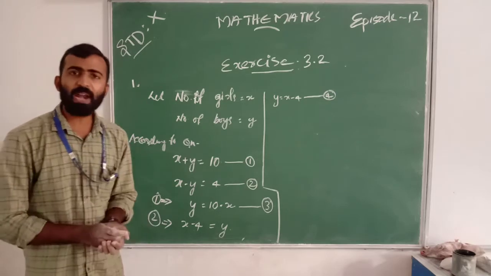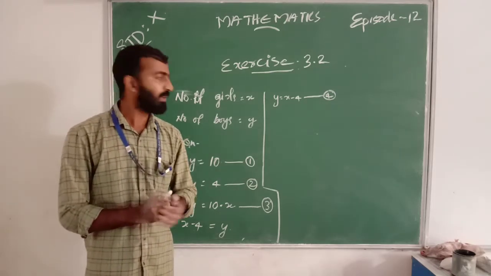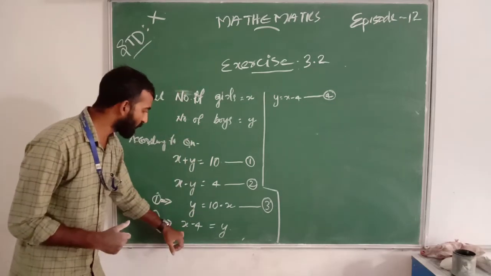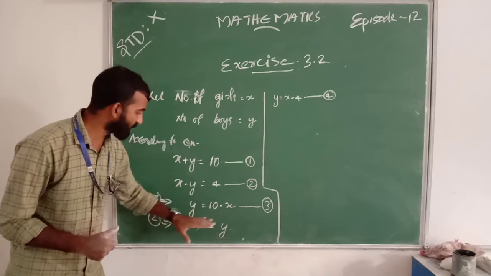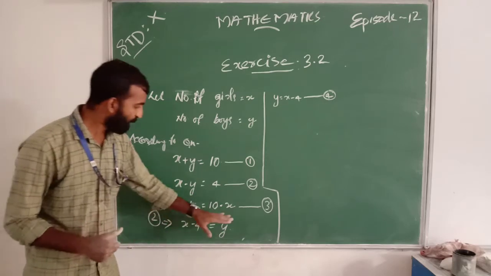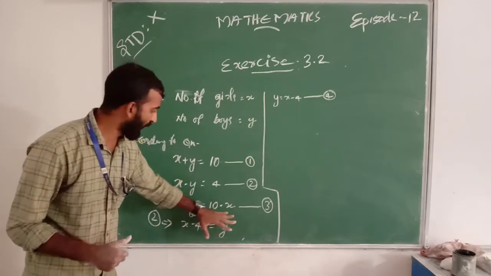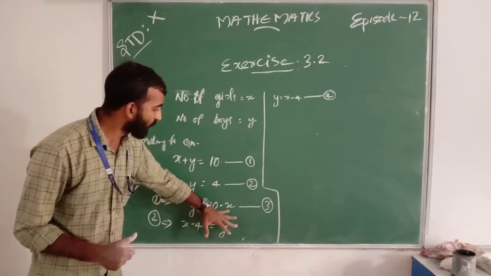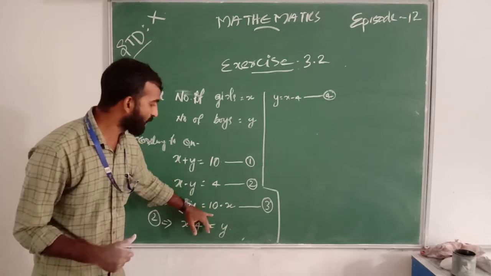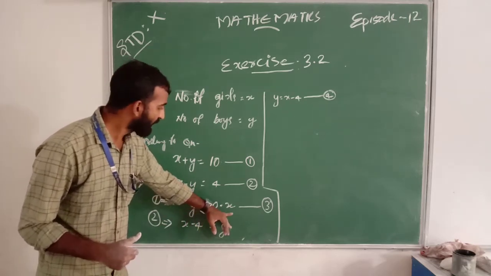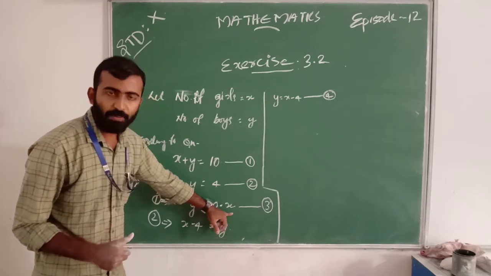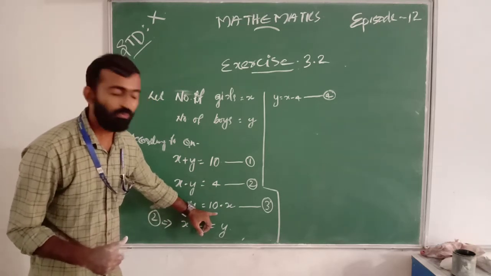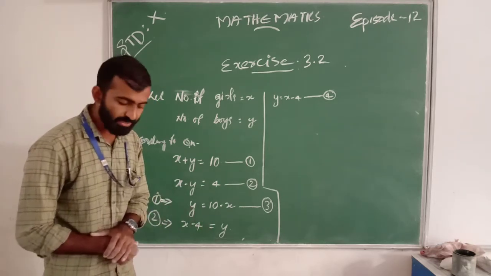When we draw a graph, we want the x coordinate and y coordinate. When you take an x coordinate, you get the corresponding value of y. If you take x as 1, you get y as 9. You take x equal to 2, you get y equal to 8. And you take x equal to 4, then you get y equal to 6.